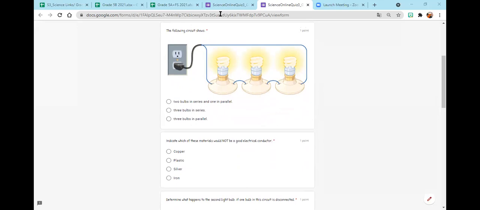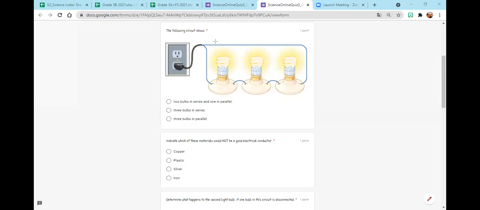Look. The following circuit shows... Rena, Tala, Lamar, and Rama, please unmute yourselves. Miss, what did you say? I said, the following circuit shows a source of electricity. This is the source of electricity right here. This is the part powering the circuit, and we have 3 bulbs. So what do you think?